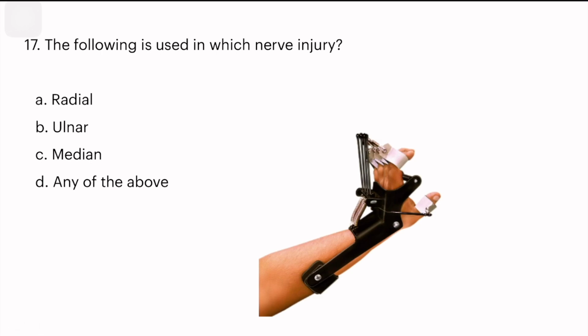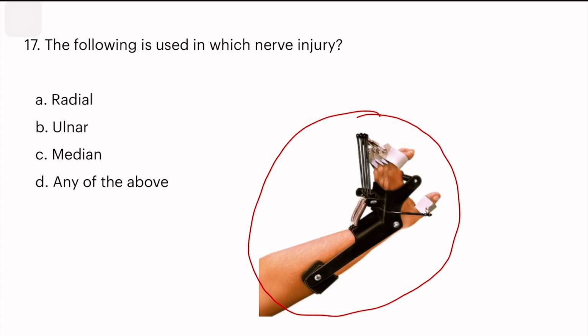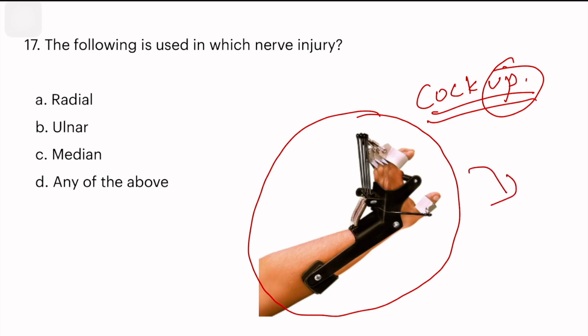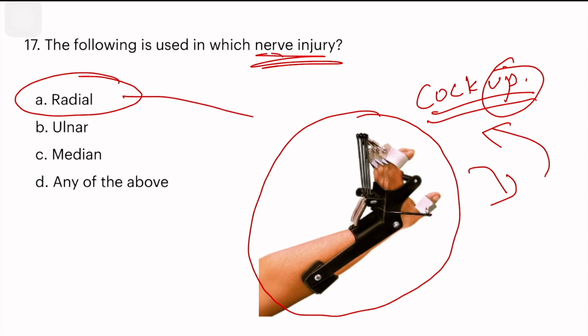The next question, they have given this splint. This is a cock-up splint. So when do you need a cock-up splint? Only when your wrist is dropped down, you need something to keep it up. So wrist drop happens mostly because of radial nerve damage. So this injury leads to wrist drop, and we need a cock-up splint for that.